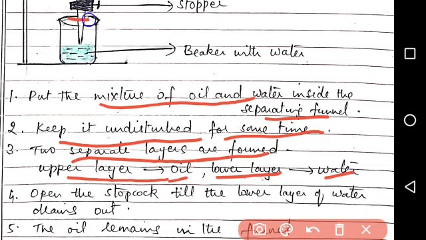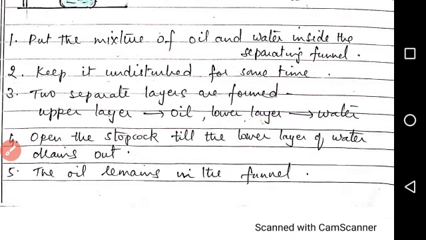This stopper is opened so that the lower layer liquid comes down. So water, being in the lower layer, when the stopper is opened, comes and collects in this beaker, and the oil remains in the separating funnel. This way the two can be separated. The oil remains in the funnel.